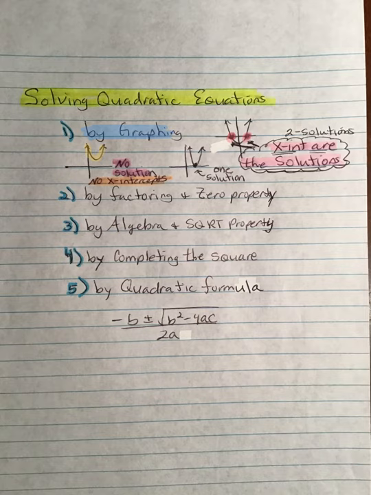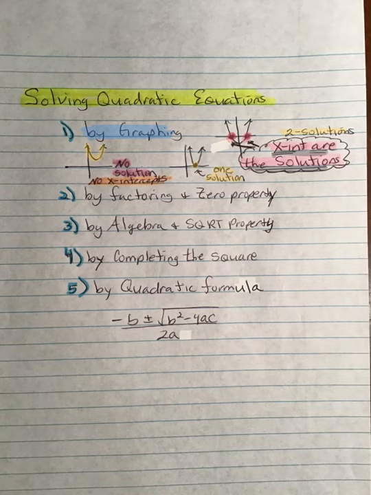If the graph hits the x-axis only once, that means we only have one x-intercept, so we would have one solution. And if it hits twice, we have two solutions. So the x-intercepts are the solutions when you graph.